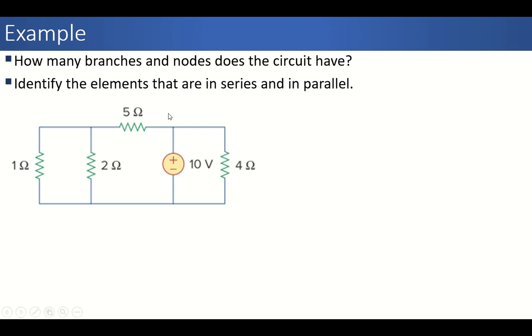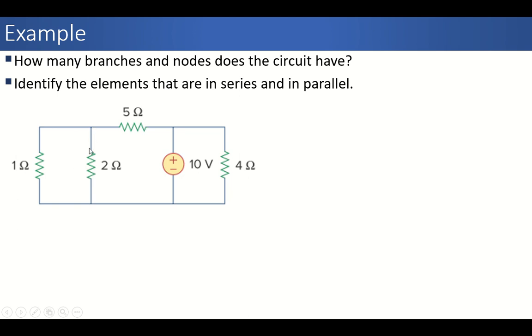Next, identify the elements that are in series. So for series elements, we have to see which elements are connected in cascade or back to back. Actually, there is no such element which is connected back to back or in cascade to another. So you can see that 1 ohm is connected actually at terminal point 1. So this is also common to 2 ohm, but actually common to 5 ohm also. So it means that there will be current division at this point in at least 3 branches.